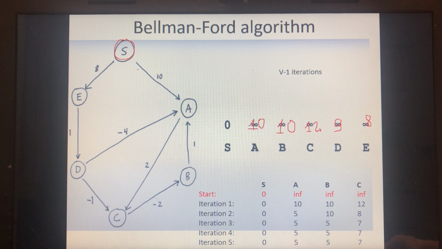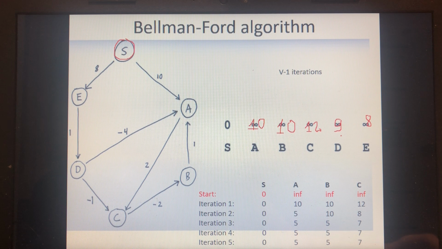From B we can go to A by 1, so from B, which is 10, plus 1 it would be 11. To A it would be more, so we don't write it here, because we have 10, which is less than 11. From C we can go to B, it is the same: 12 minus 2 would be 10, and B has 10.